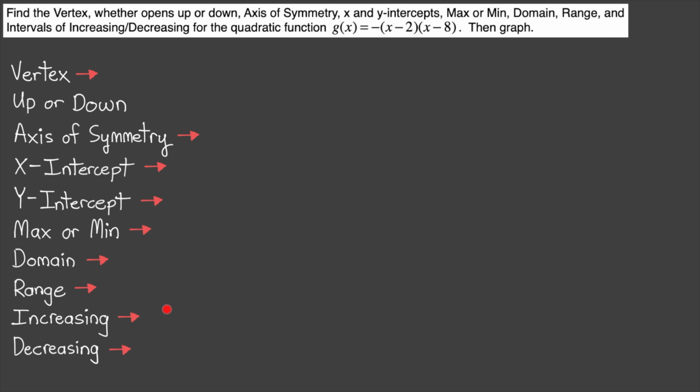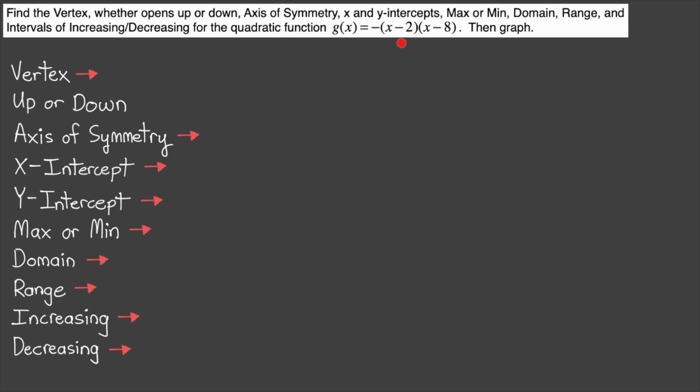This question says, find the vertex, whether it opens up or down, axis of symmetry, x and y intercepts, max or min, domain, range, and intervals of increasing and decreasing for the quadratic function, g of x equals negative x minus 2 times x minus 8, then graph. All right, so let's jot down everything that they are asking for here. So they're asking for a lot of items.